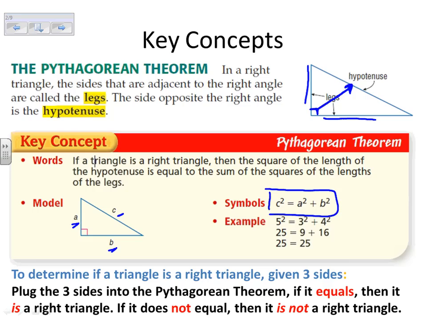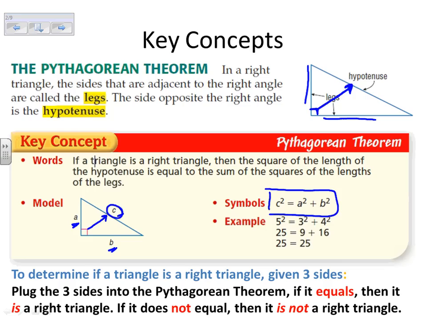All right. So your hypotenuse, remember, is directly across from your right angle, and it's usually denoted by c. Okay, c is usually the hypotenuse. Your legs are a and b. And so it's going to be leg squared plus leg squared equals hypotenuse squared.